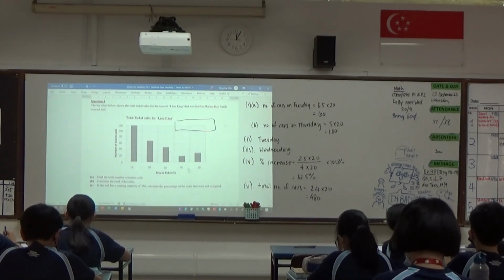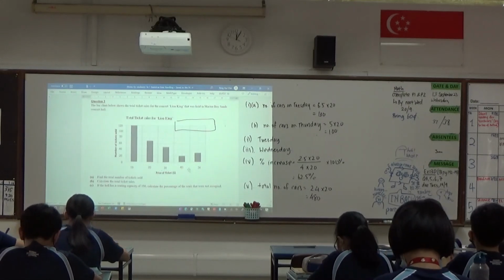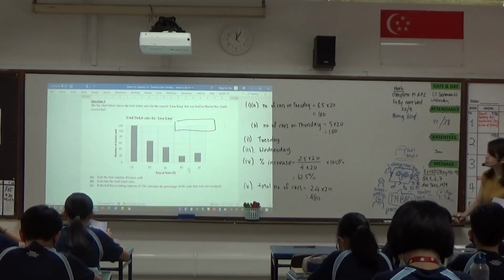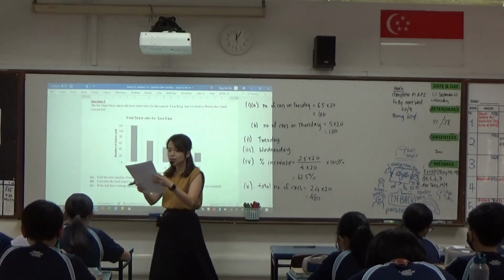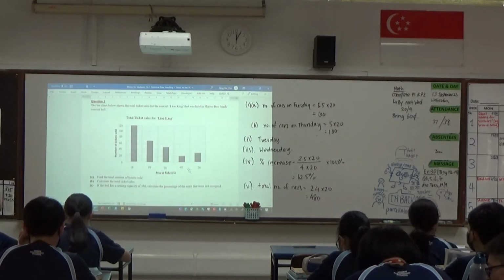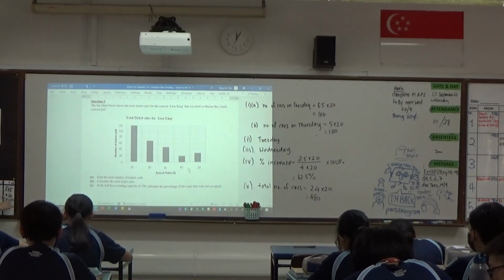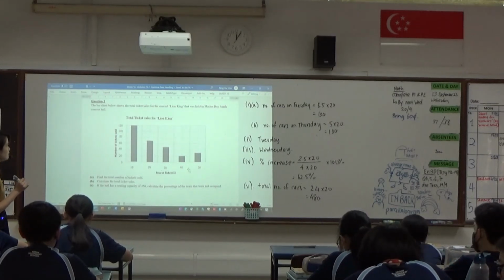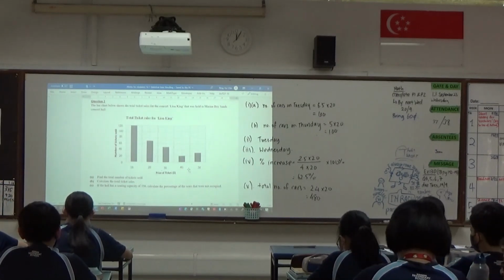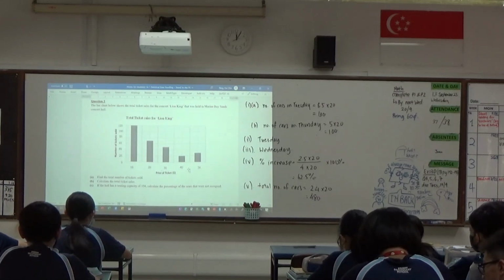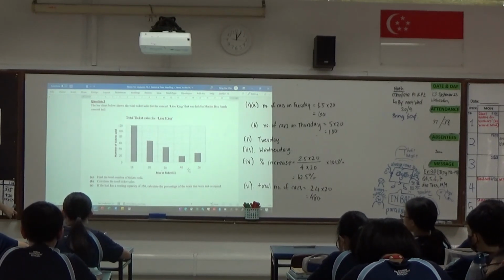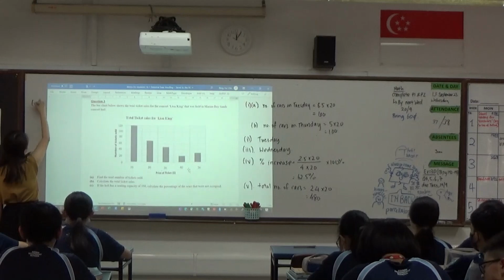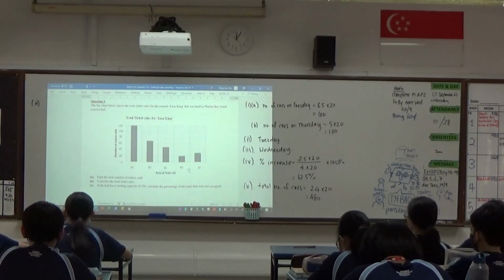Paragraphs. Okay, part A. There are now total 1, 2, 3, 4, 5, 6 questions. Find the total number of tickets sold. Okay, how many tickets are being sold?